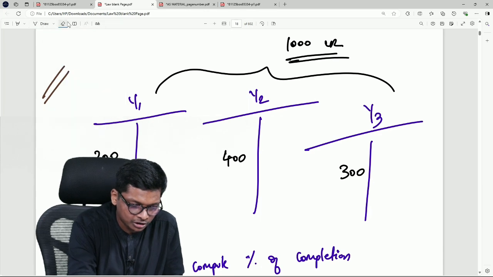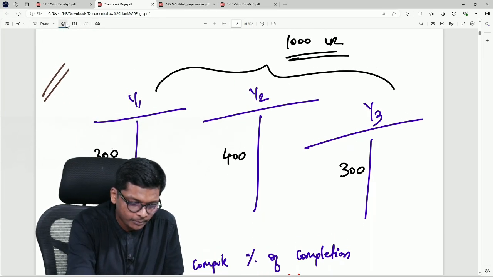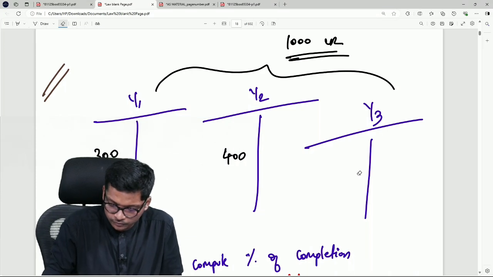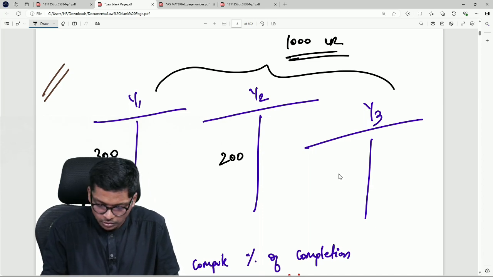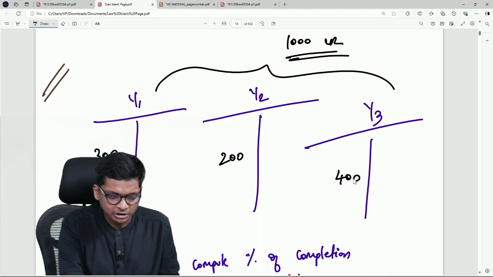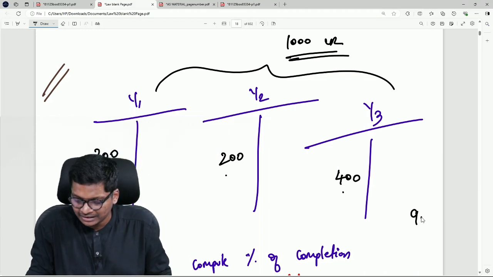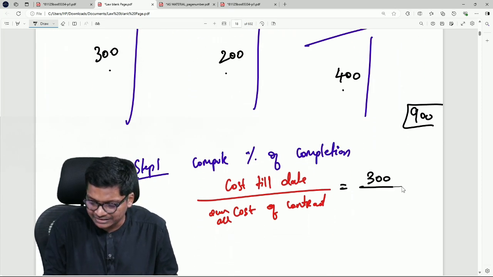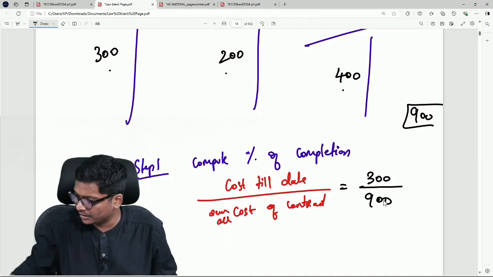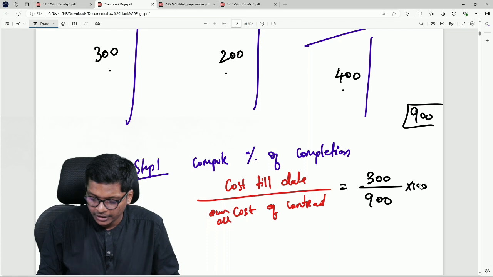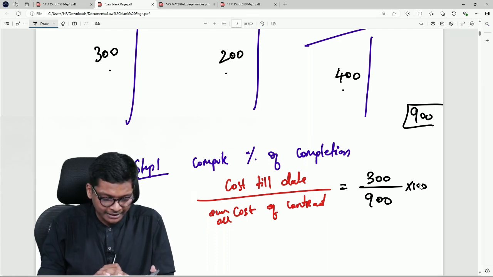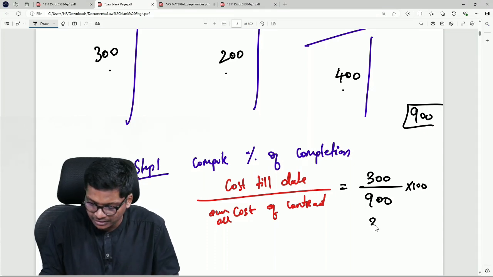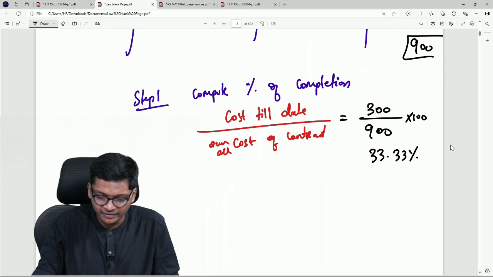So we will just reduce the cost little bit so that there will be profit guys. Let me make 300, 200, 400 in the last year. So total cost will be 300 plus 200 plus 400, 700, 900 is going to be my total cost. First year if you see, my cost is 300 divided by total cost is 900 into 100. If you do, you will get 300 divided by 900 percentage. So if I get 300 divided by 900 percentage, you will get 33.33% of the work is done.